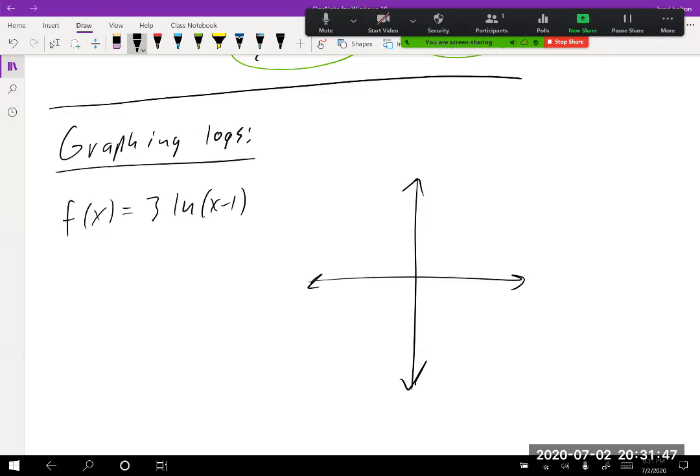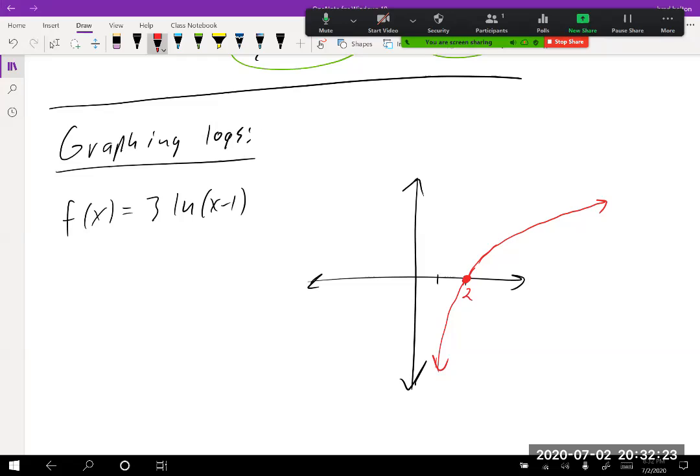So let's do y equals 3 natural log of x minus 1, close parentheses. Okay, so I see something nice happen here at 2, and I had a feeling that would happen, and I'll just give you guys a heads up on that. Right here at 2, we cross the x-axis.